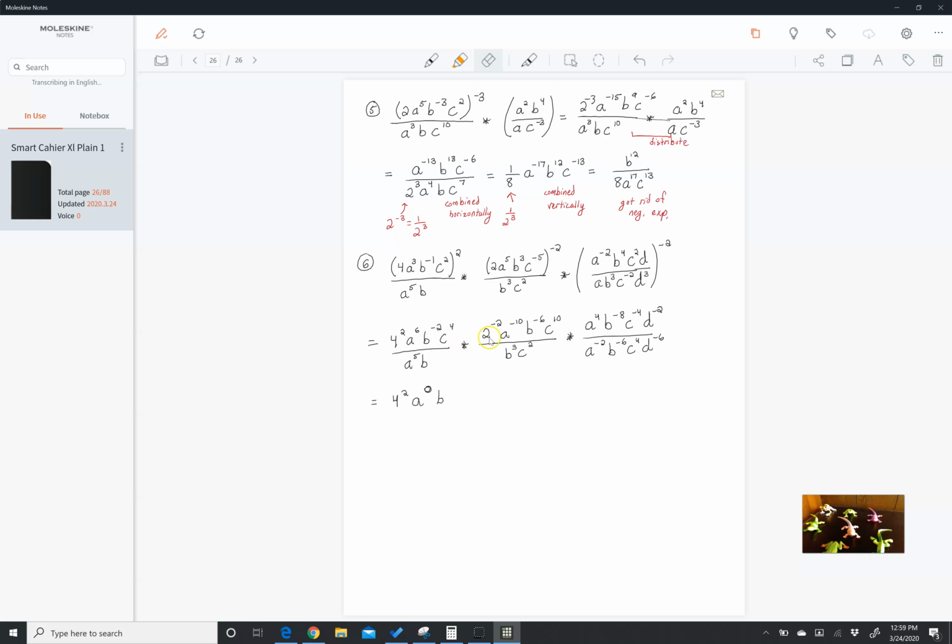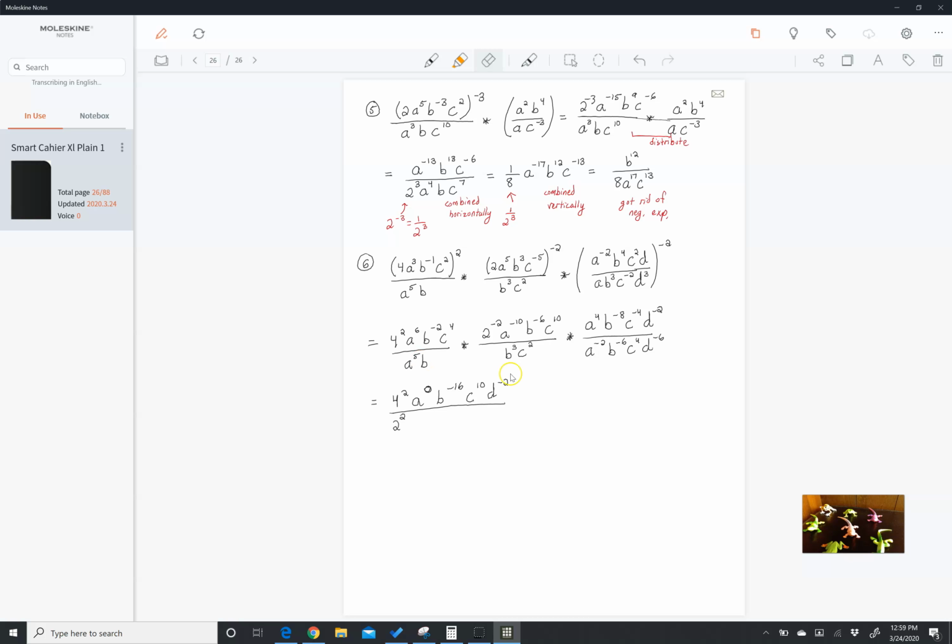So negative 2 and negative 6 is negative 8, plus negative 8 is negative 16. Then we have our c. 4 and 10 is 14, minus 4 is 10. And then we have our d, and we only have one d over here, so it's just d to the negative 2. Now on bottom, don't forget the 2. So this is now 2 to the positive 2. We moved it to the bottom.